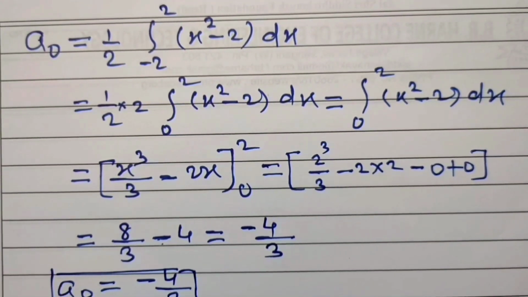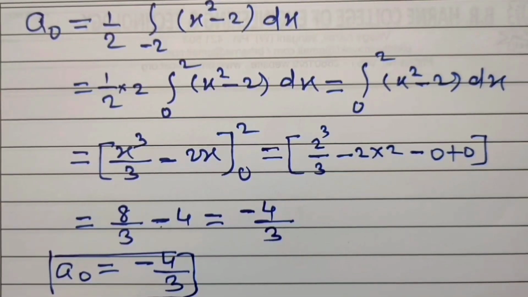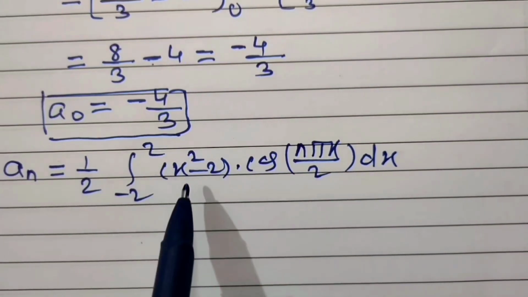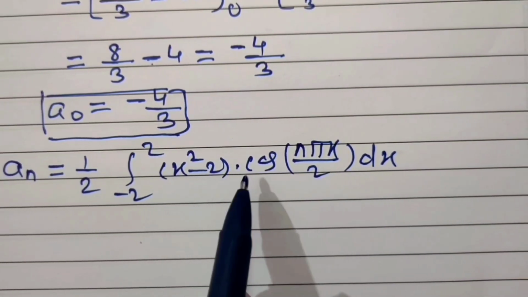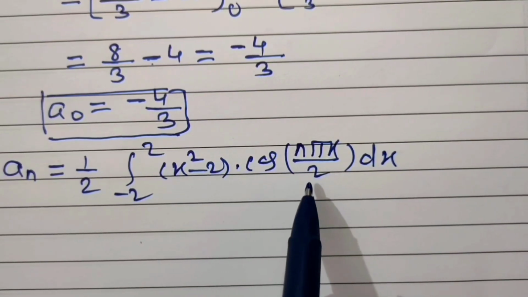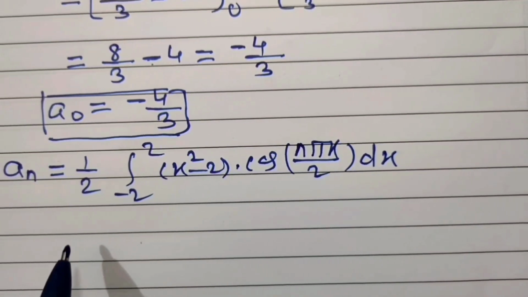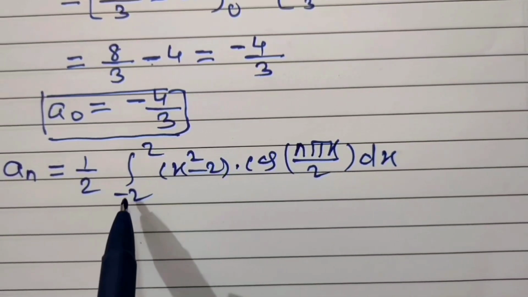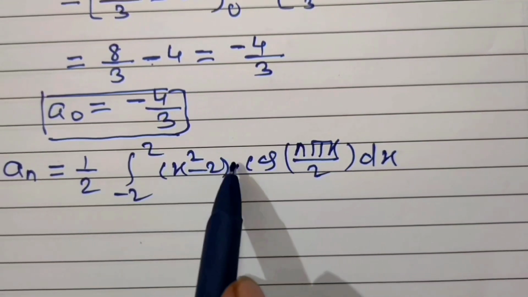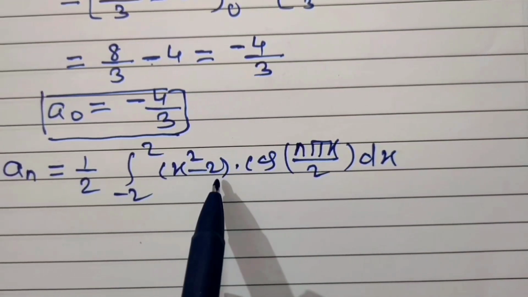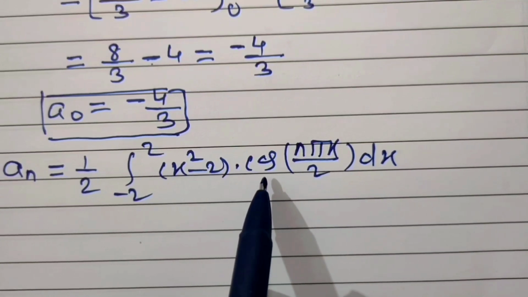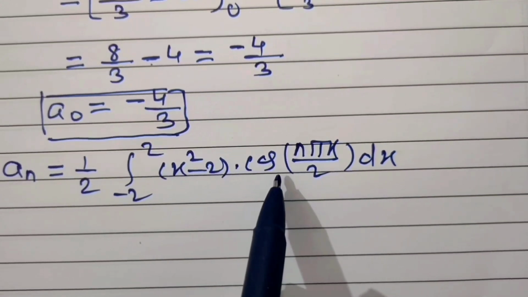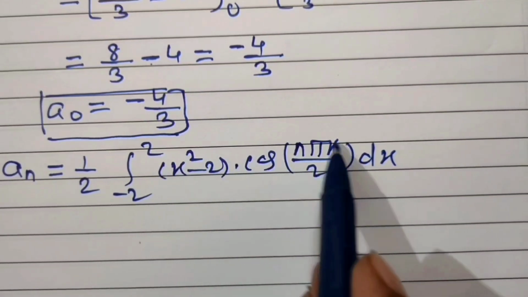Let us find the second Fourier coefficient, that is An. In the first step we have obtained the value of An is equal to half of integral from minus 2 to 2 into bracket x square minus 2 into cosine of n pi x divided by 2 with respect to x. Okay. Here also first of all we have to apply the property of definite integral, because the lower limit and upper limit are the same with opposite sign, and this integrand x square minus 2 is an even function, and you know the cosine function is always an even function, and you know even function into even function gives an even function. Meaning this whole integrand is an even function.